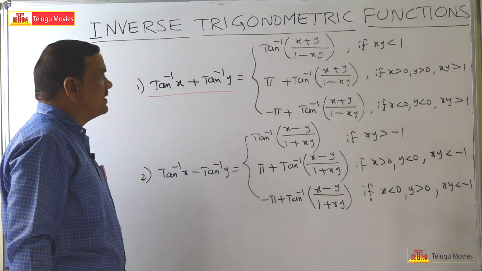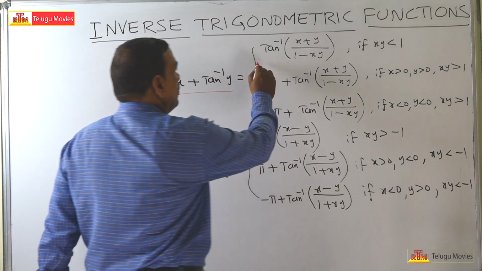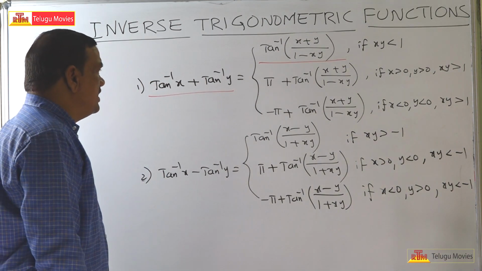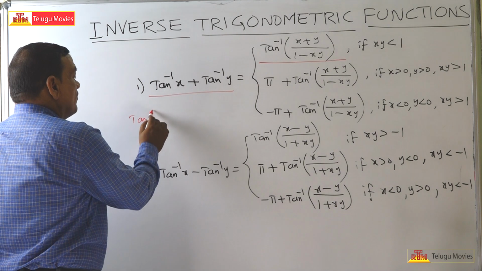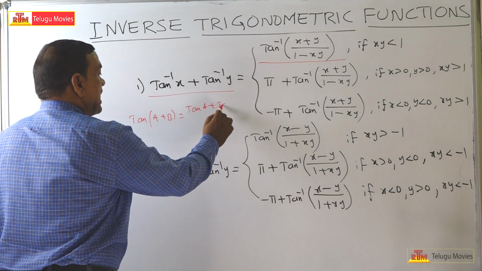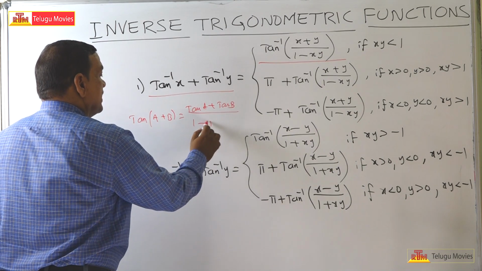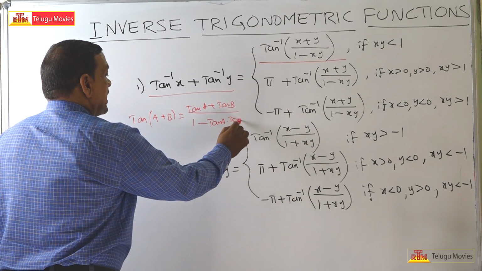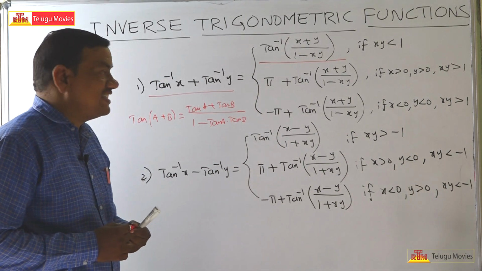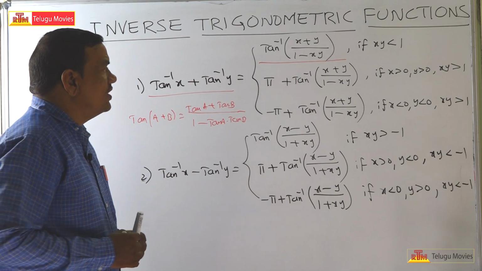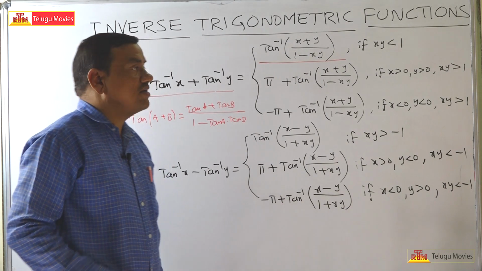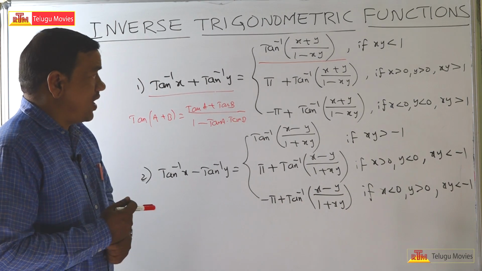Tan inverse of x plus tan inverse of y is equal to tan inverse of x plus y upon 1 minus xy. You can easily prove this, because if you know the formula of tan of a plus b, this is equal to tan a plus tan b upon 1 minus tan a into tan b. Making use of that formula we can prove this result. Generally, immediately if the formula is given, students will write tan inverse of x plus y upon 1 minus xy.